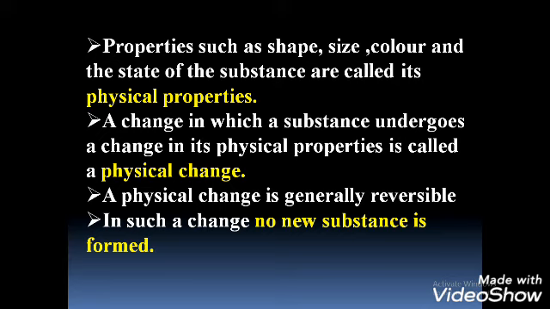Okay, and a change in which a substance undergoes a change in its physical properties is called a physical change. If there is a change in its physical properties such as shape, size, color and the state of the substance, it is called what? Physical change. It is generally reversible. In such a change, no new substance is formed. When we check these activities, we can see that no new substance is formed. Okay, these are all about physical changes.